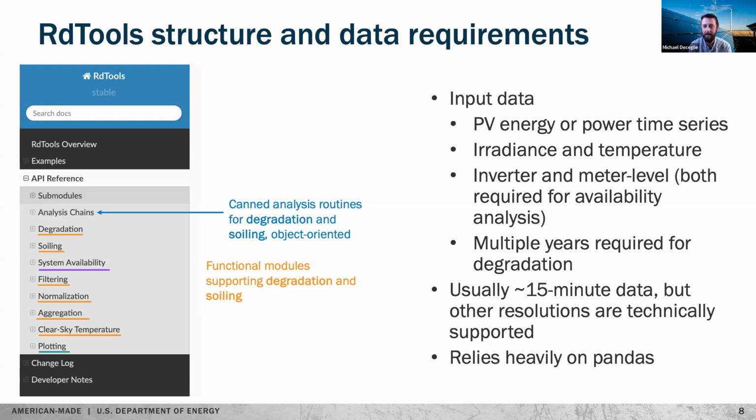As just a few notes about the input data, typically we're looking at PV energy or power time series. And then we also do require irradiance and temperature. That's because most of the workflows are model-based in RD Tools. And then we can work at the inverter or the meter level. In fact, both are required for the availability analysis. Multiple years of data are required if you want to extract a degradation trend. Usually we're working with 15-minute frequency data, but it could be 5 minute or hourly. There's some flexibility. It is typically in that intraday, better than daily resolution. But the code will support other resolutions too, so you're welcome to experiment with things. And then just to note that under the hood, it relies heavily on the Python package pandas.